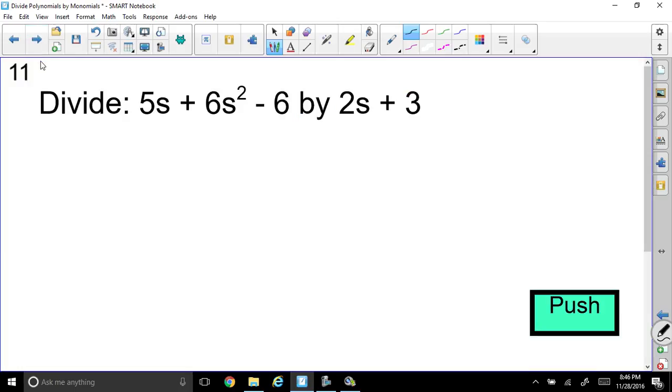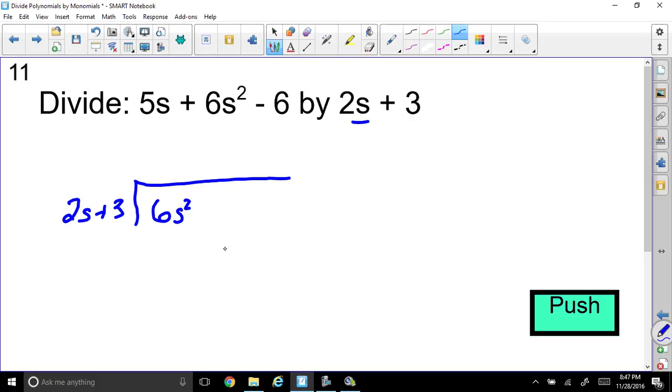Here's another one. I just want to mention this. When you're dividing, you need to set up your division problem from the highest variable exponent to the lowest. Here I have s and s squared, so I'm going to lead with the 6s squared first, because that has a higher exponent, plus you should always put it in descending order.